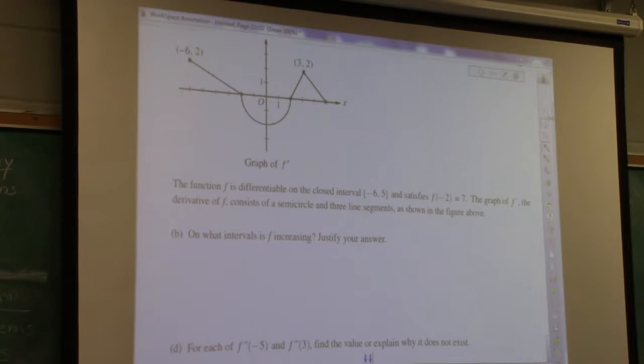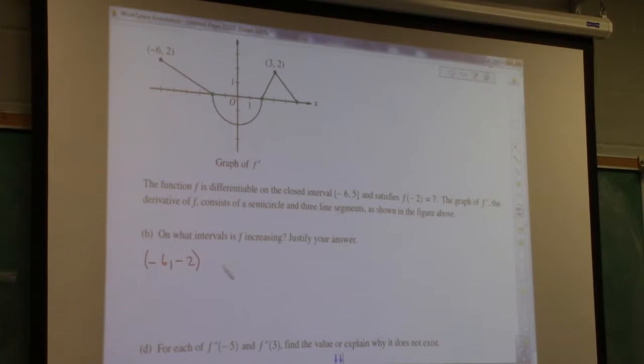But what did we say there? Where is f going to be increasing if this is the graph of f prime? On what intervals? -6 to -2. Very good. And from 2 to 5.